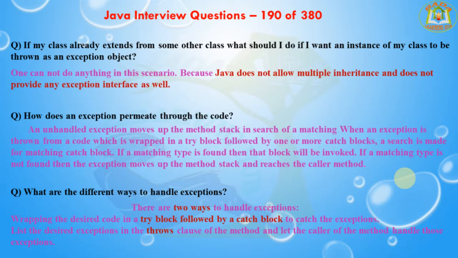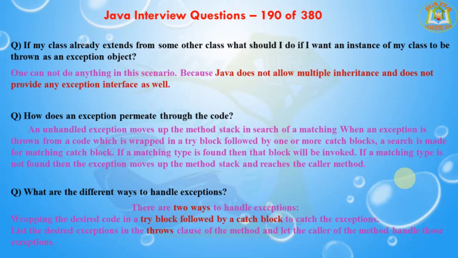The next question is, how does an exception permeate through the code? An unhandled exception moves up the method stack in search of a match. When an exception is thrown from code which is wrapped in a try block followed by one or more catch blocks, a search is made for a matching catch block. If a matching type is found, then that block will be invoked. If a matching type is not found, then the exception moves up the method stack and reaches the caller method. The same procedure is repeated if the caller method is included in try catch blocks. This process continues until a catch block that handles the appropriate type of exception is found. If it does not find such a block, then finally the program terminates.